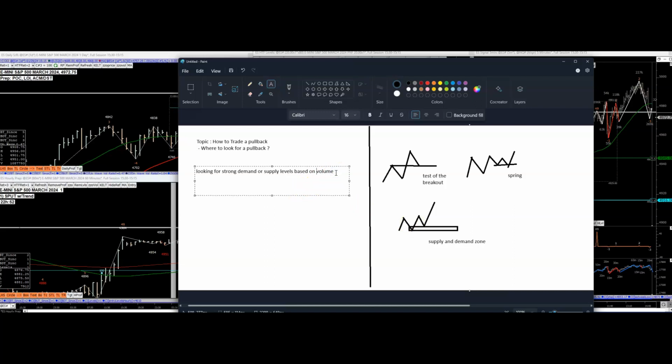Based on volume. I mean, that's it. It's basically, you know, where did they buy? Where did they buy before, and look for the places they're going to buy again. But it has to be backed by strong volume, and I'm going to explain why this makes so much sense. Okay, first of all, if you're using one of these approaches, these three models, you don't know if the pullback will go to the test of the breakout or if it'll go deeper into the demand zone.